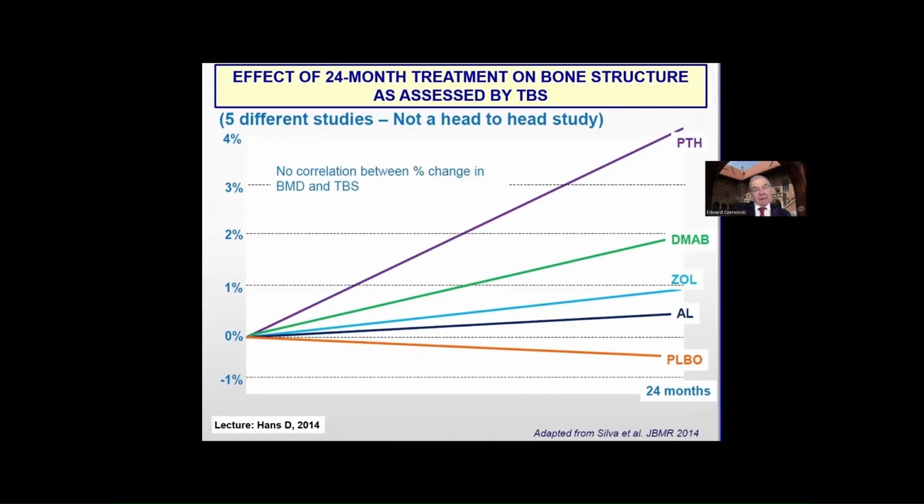There are also many studies on how TBS works in assessing the efficacy of medication. And here you see placebo. Here, from the zero state, the TBS change after 22 months has dropped down. Alendronate, not much increase. Denosumab, some increase. And you see how big the increase of bone structure quality is on PTH derivatives.